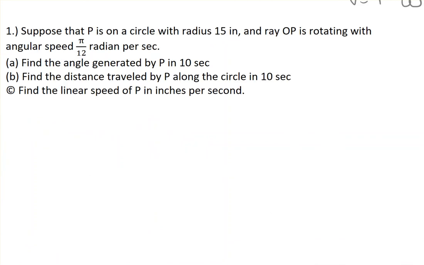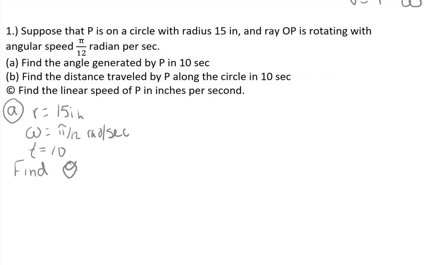So now it's just putting this all in practice. This first one says, suppose that P is on a circle with radius 15 inches. And the ray OP is rotating with angular speed of pi over 12 radians per second. So again, you can refer to that diagram that we had at the top of the screen. The first question is find the angle generated by P in 10 seconds. So what we're going to do is think about what we're given.